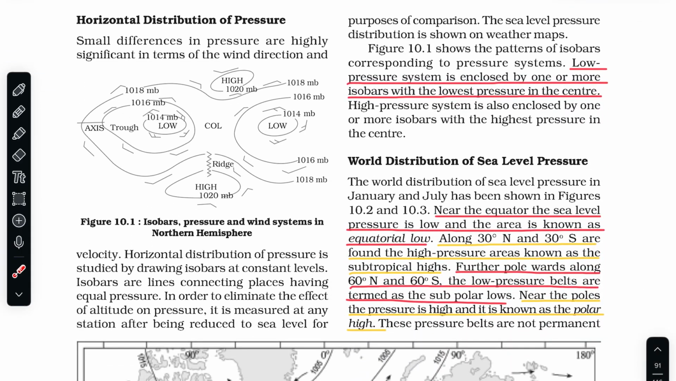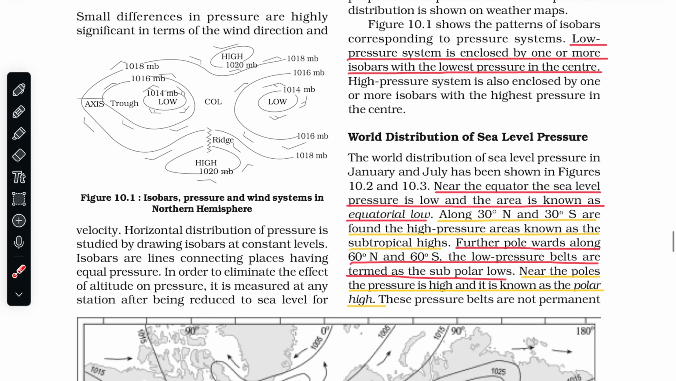So the horizontal distribution of pressure. Small differences in pressure are highly significant in terms of the wind direction and velocity. So here these lines basically represent isobars. Iso means same, bar represents pressure, so same pressure. So these are just connecting areas or locations of the same pressure. The small differences in pressure are highly significant in terms of the wind direction and velocity.